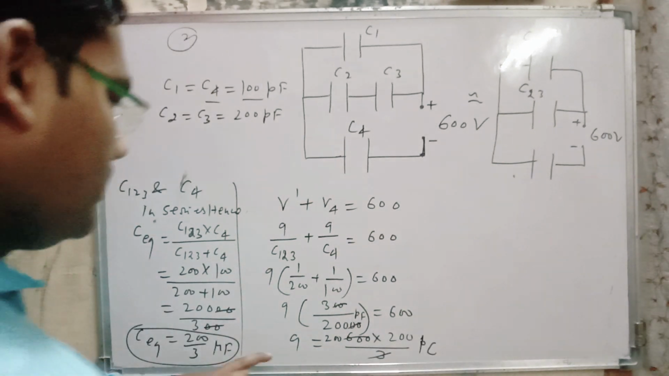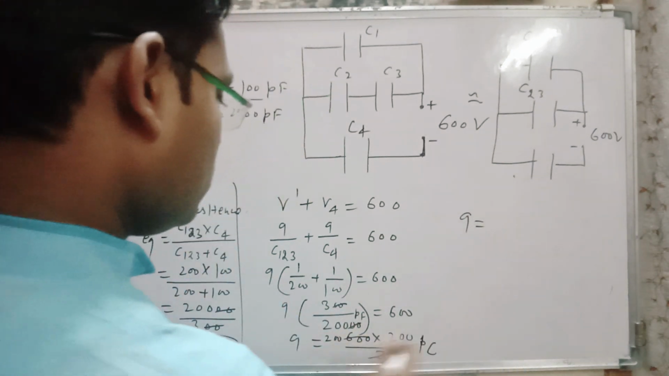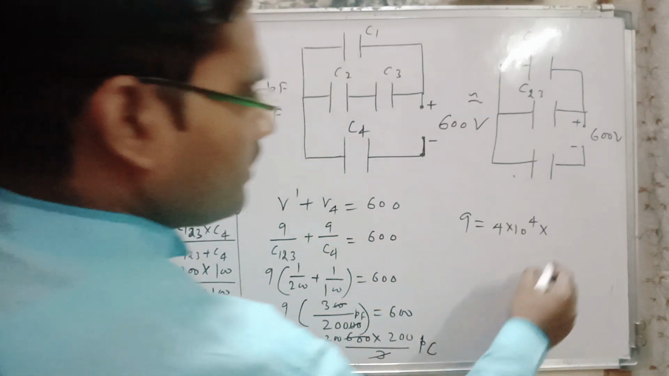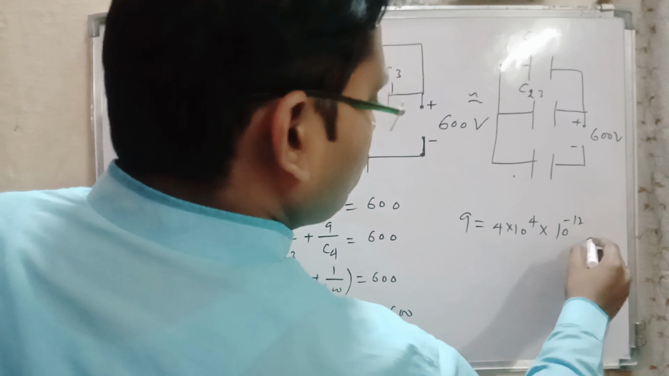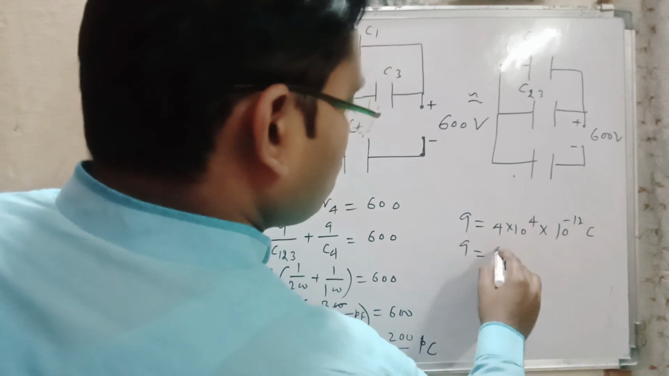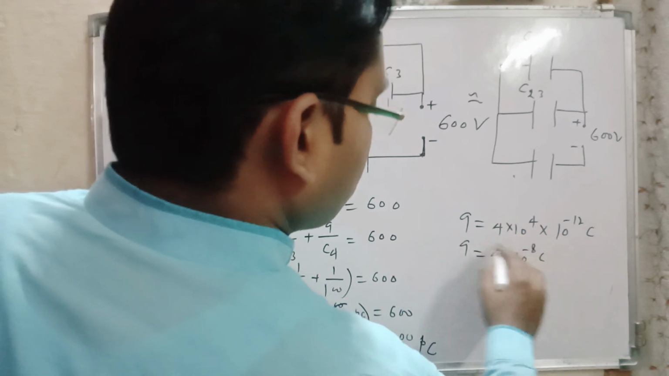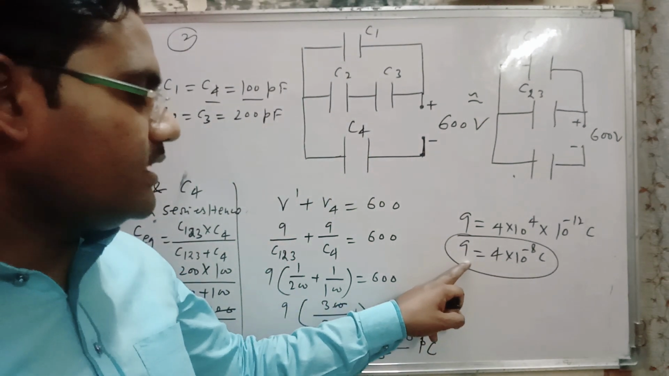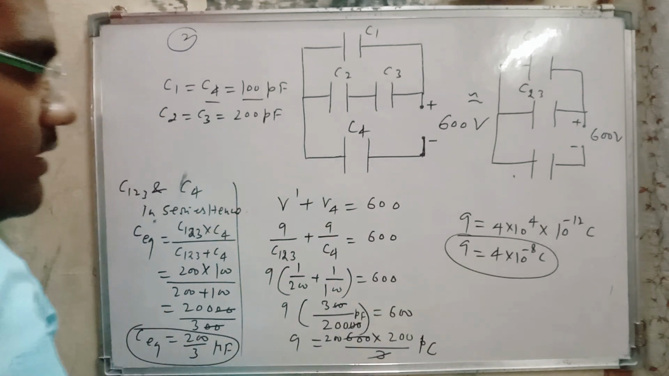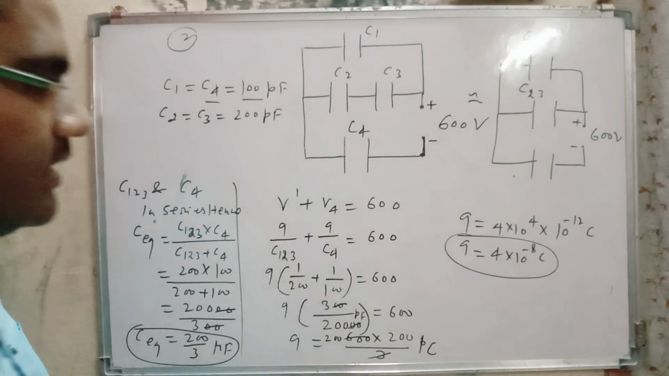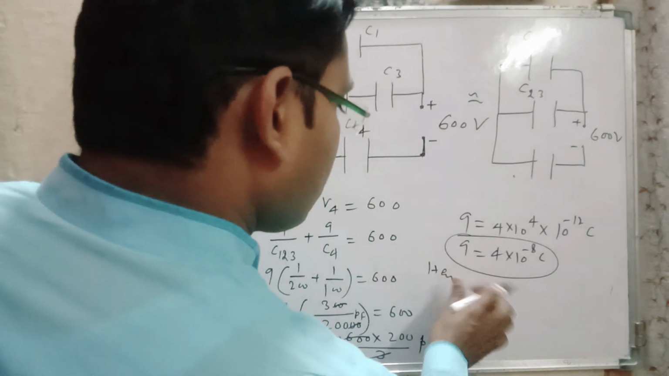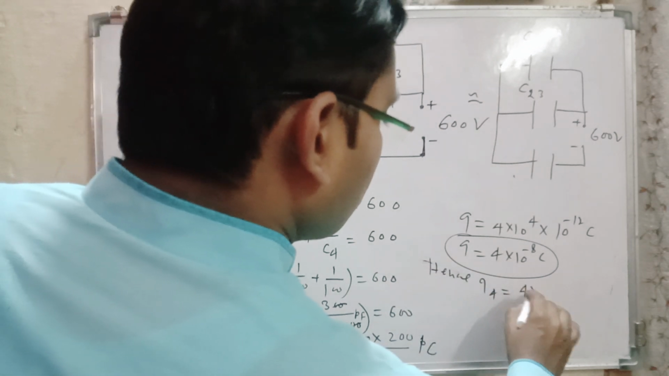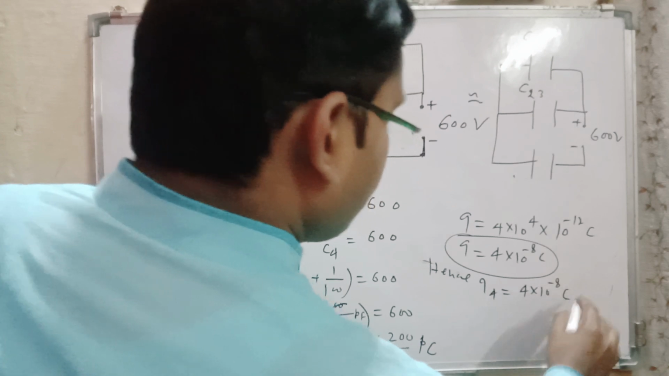Now what happens here? Q is equal to 4 into 10 to the power 4. This one is the picofarad. Picofarad, that means 10 to the power minus 12. This one is the coulomb. Q is equal to 4 into 10 to the power minus 8 coulomb. That means this charge is at the fourth capacitor. Hence Q4 is equal to 4 into 10 to the power minus 8 coulomb.